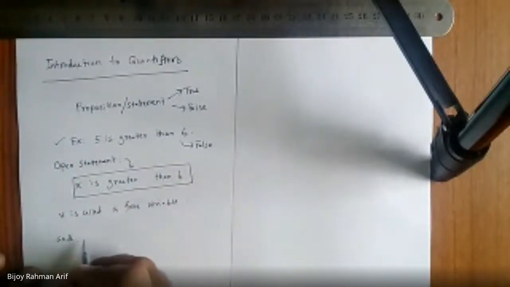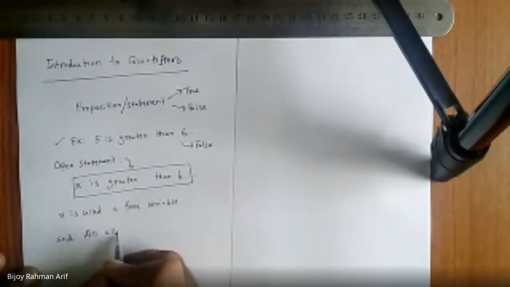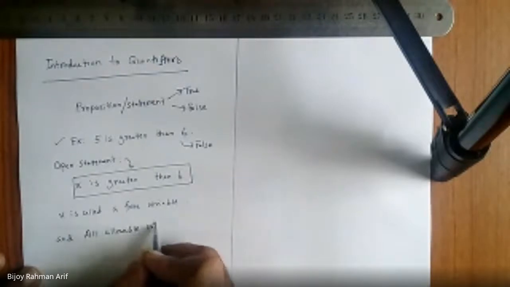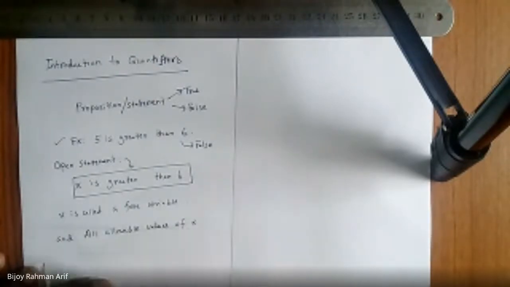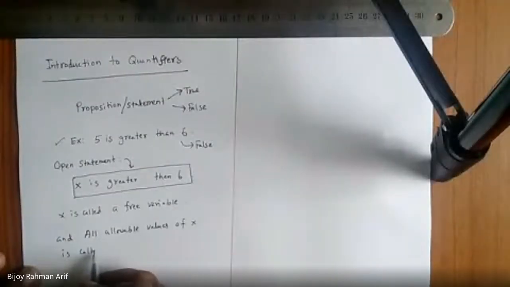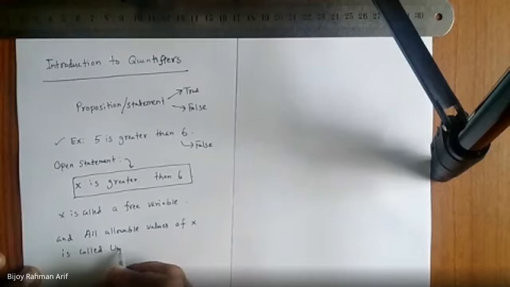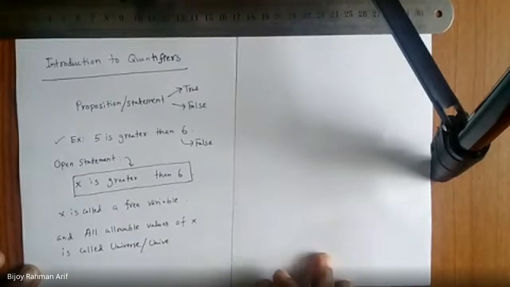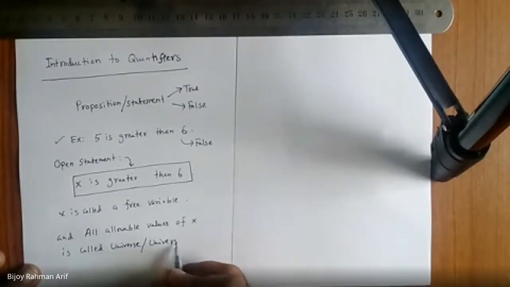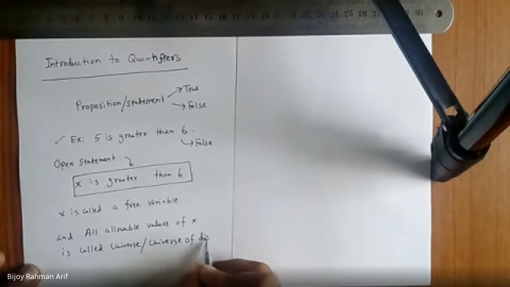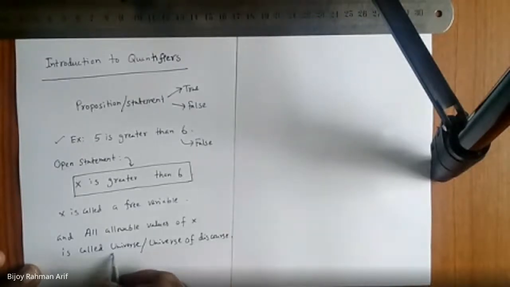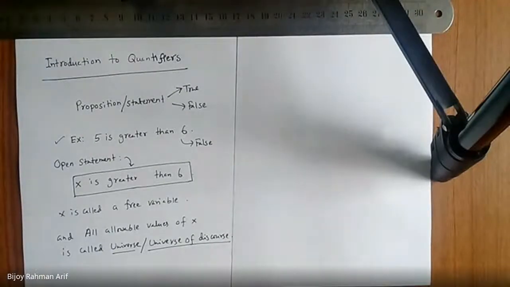And all allowable values of x is called the universe, or universe of discourse. So please remember, this universe or universe of discourse is very important. Before solving any problem, you have to define what is your universe or universe of discourse.